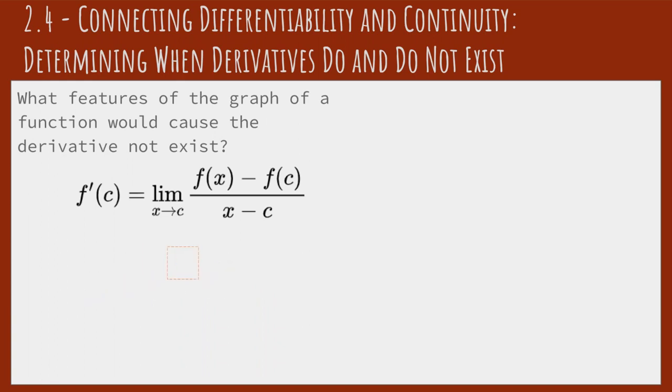The important thing to understand here is that the derivative is defined as a limit, and for this limit to exist, the two-sided limit has to exist. So this has to be true whether x is approaching c from the right side or from the left side. And that's going to be important in our discussion.